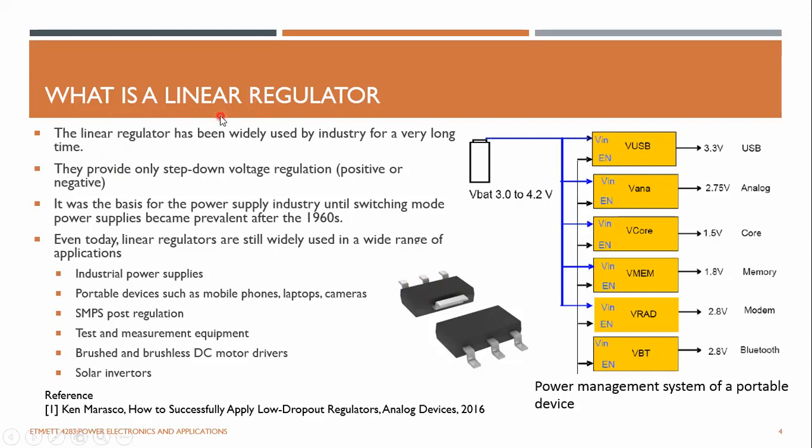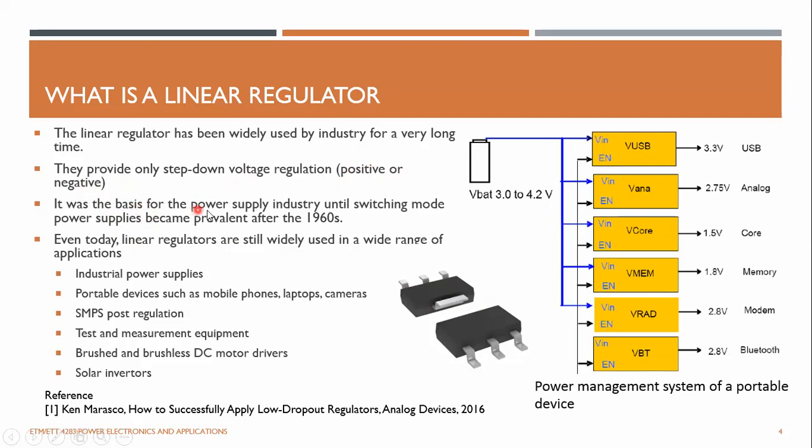Basically, a linear regulator can't step up the voltage; it basically steps down the voltage to a desired level. Interestingly, it can step down either positive voltage in positive linear regulators, or you can step down negative voltages using negative linear regulators. So both polarities are possible, but you can't step down a negative voltage using a positive linear regulator, right? That should be kept in mind either way.